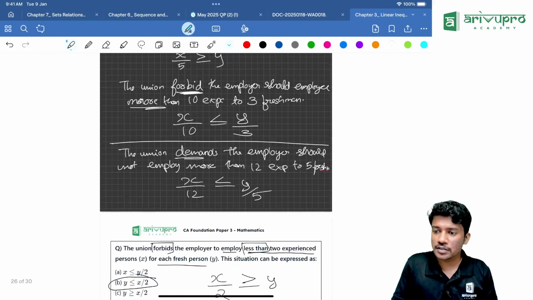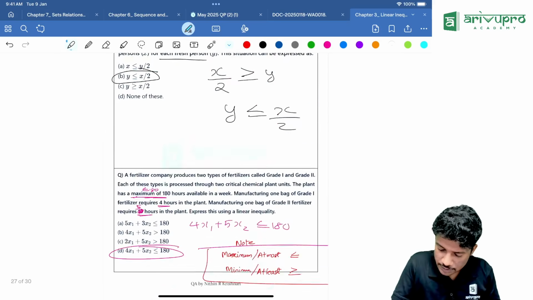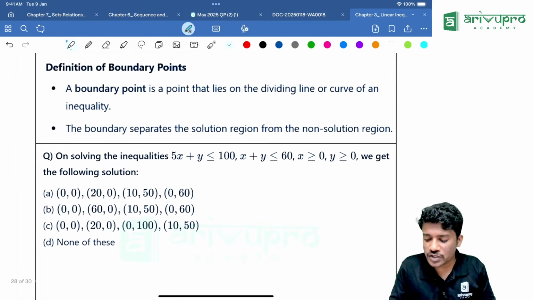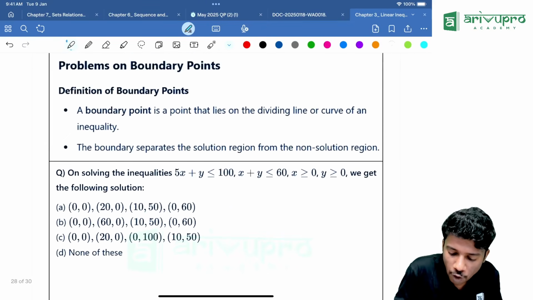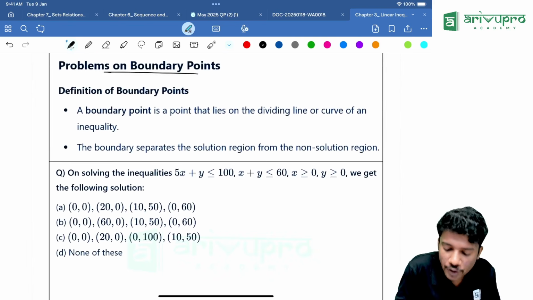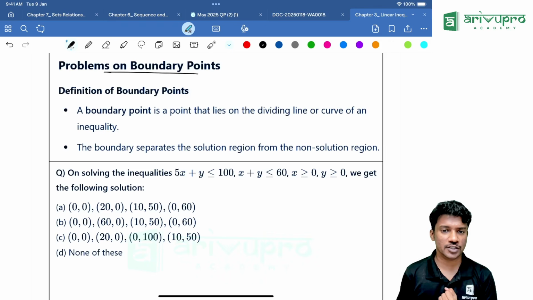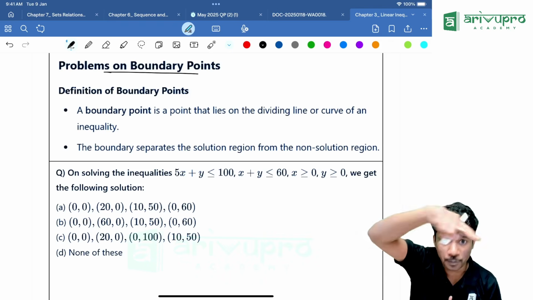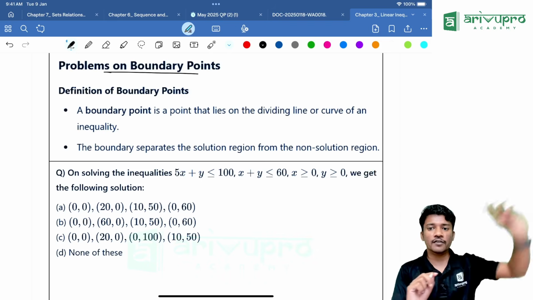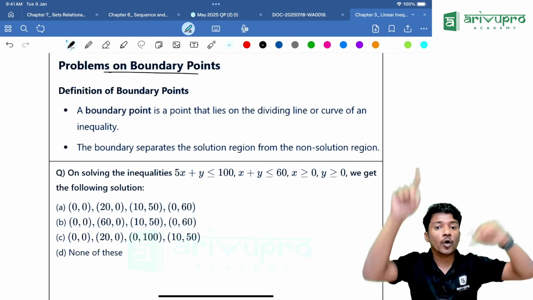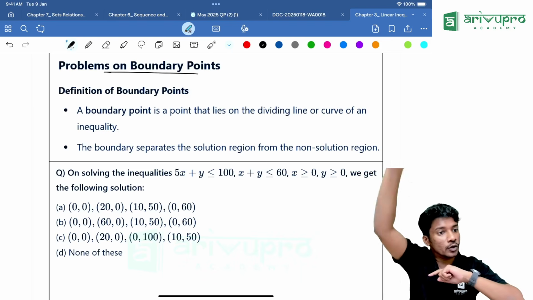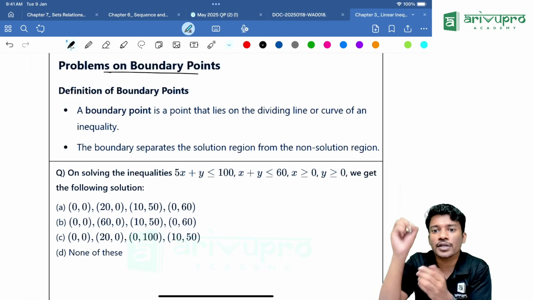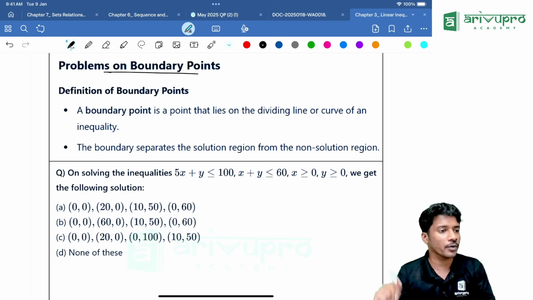Everyone wrote this? So the second last topic, or the last topic from this chapter, is called problems on boundary points. When you were studying in 6th, 7th, 8th, 9th standard and plotting graphs, the boundary points were found by plotting the graph. You would draw the entire graph, then find where the intersections are, and take those points as the boundary points.